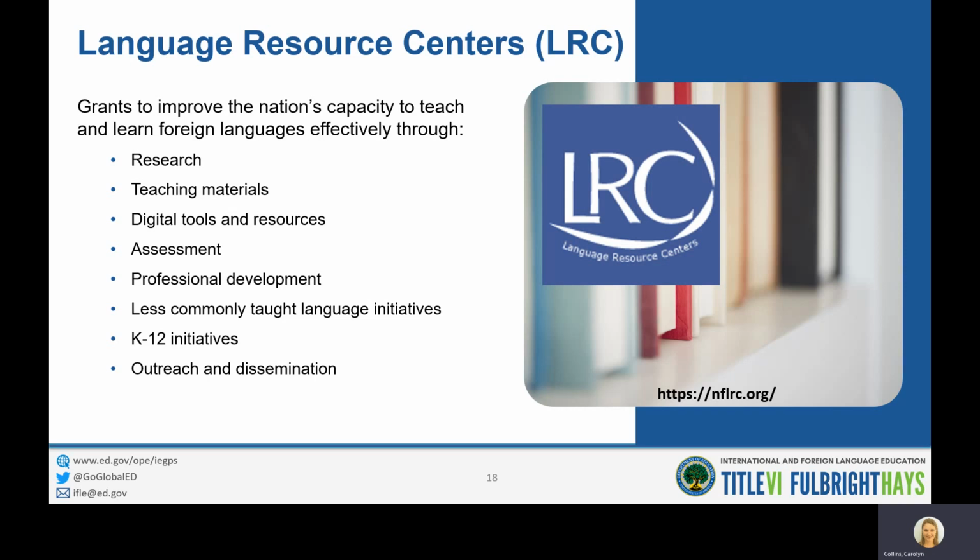The LRCs are a very vibrant group of resource centers that provide expertise to language teachers and students throughout the country, and they have their own website. So please go to nflrc.org, where you'll find a lot of links to resources, upcoming events, information about their summer institutes, and more. So I really encourage you to check that out if you are a language teacher or someone who works with language teachers and would like to learn more about the work of the LRCs.